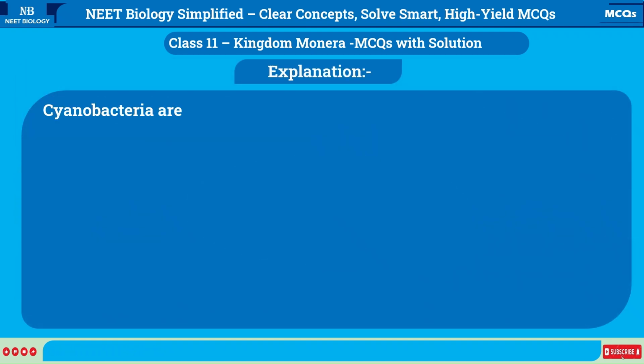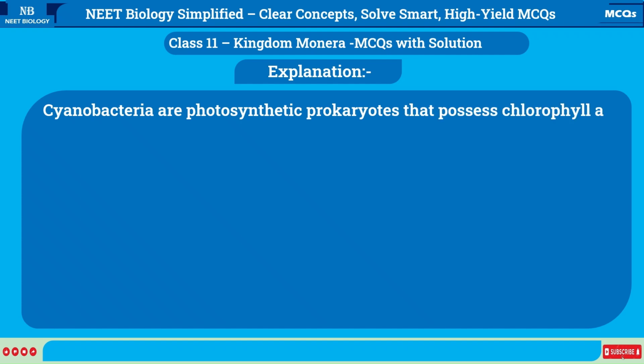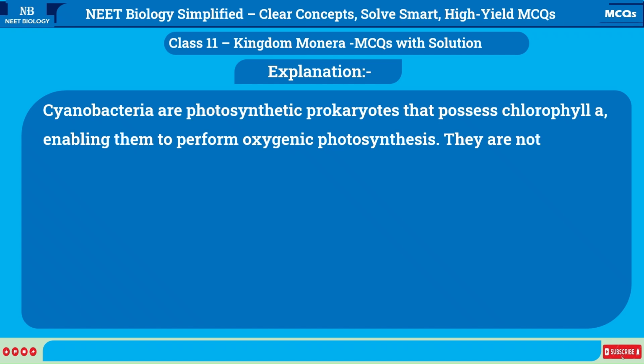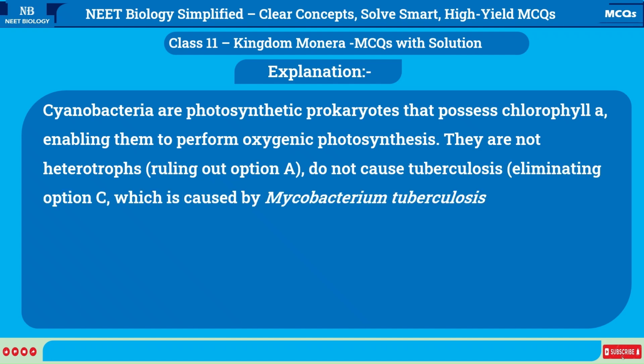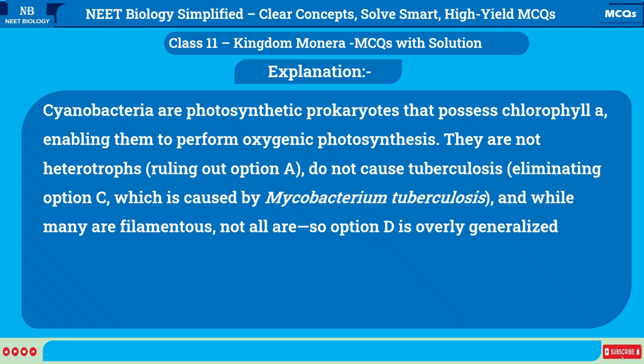Explanation: Cyanobacteria are photosynthetic prokaryotes that possess chlorophyll A, enabling them to perform oxygenic photosynthesis. They are not heterotrophs, ruling out option A. They do not cause tuberculosis, eliminating option C, which is caused by Mycobacterium tuberculosis. And while many are filamentous, not all are. So option D is overly generalized and incorrect.